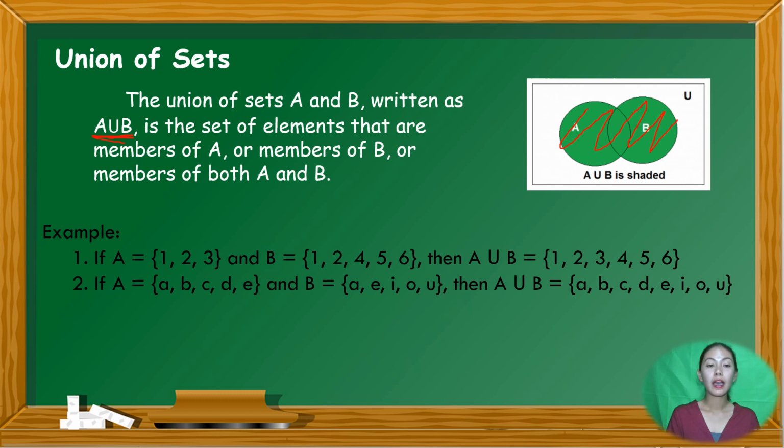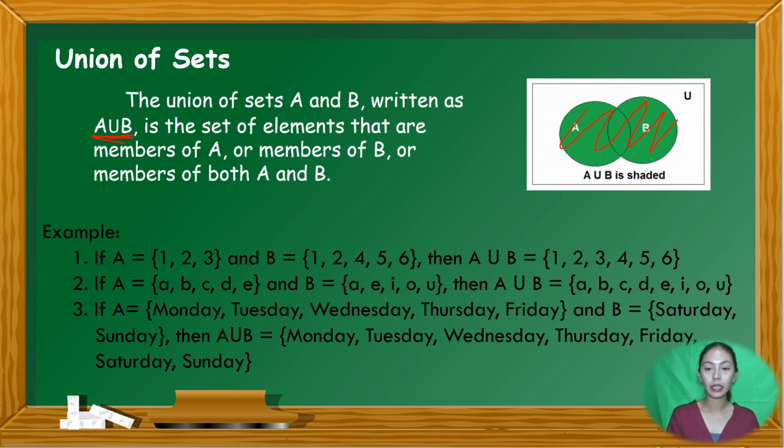Okay, next, if set A has elements A, B, C, D, and E, and set B has elements A, E, I, O, U. Okay, so the union of A and B here is A, B, C, D, E, I, O, and U. Okay, next number.